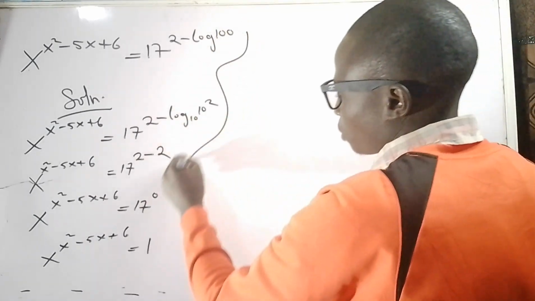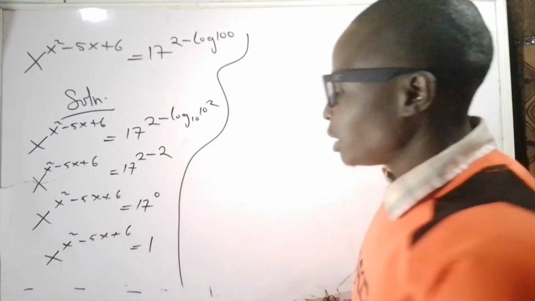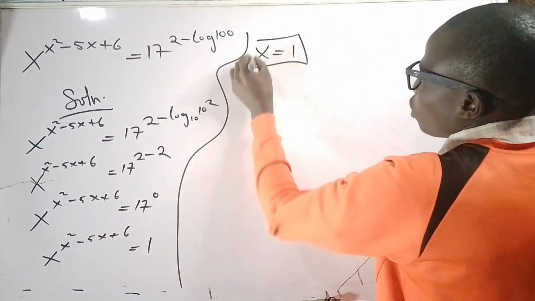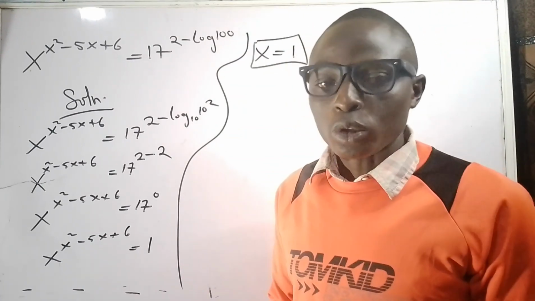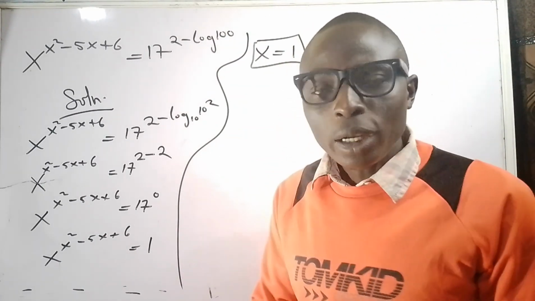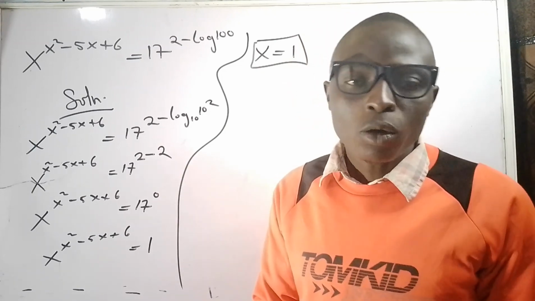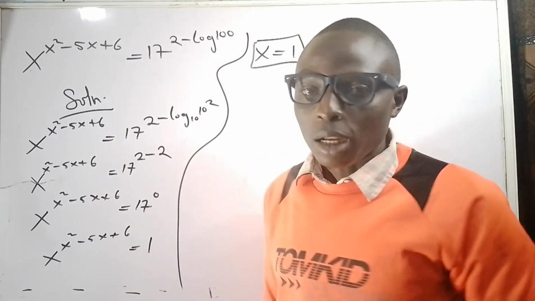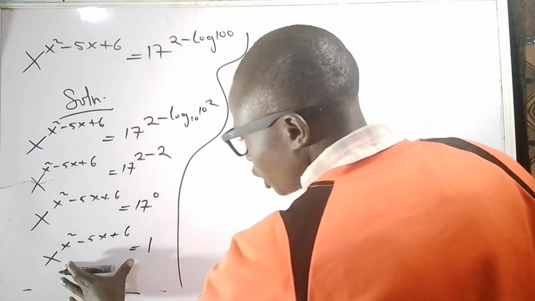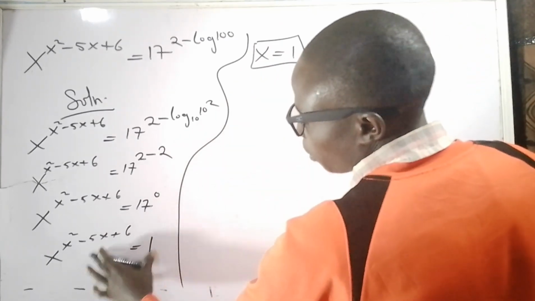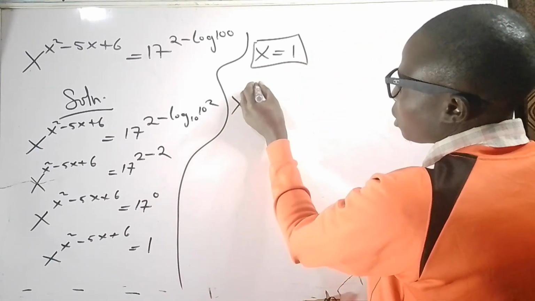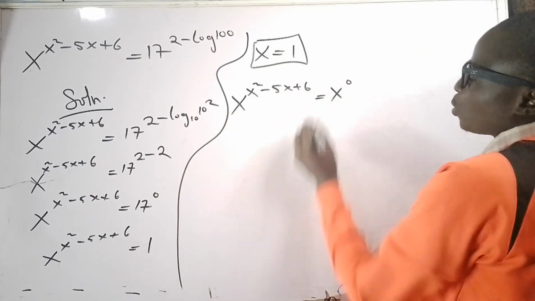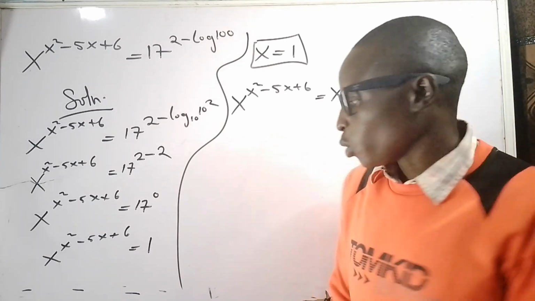So right from the beginning, we can see that x is now equal to 1 as one of our solutions. But we still have to check whether there are other solutions or whether there are other integers, whether positive or negative, that will still satisfy this particular radical equation. So this particular step can be rewritten as x squared minus 5x plus 6 to be equal to x raised to the power of 0, because n raised to the power of 0 is 1.